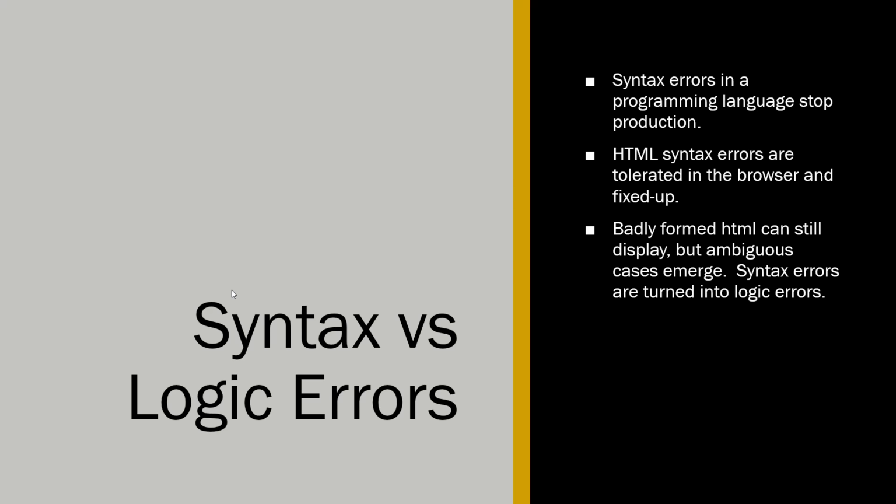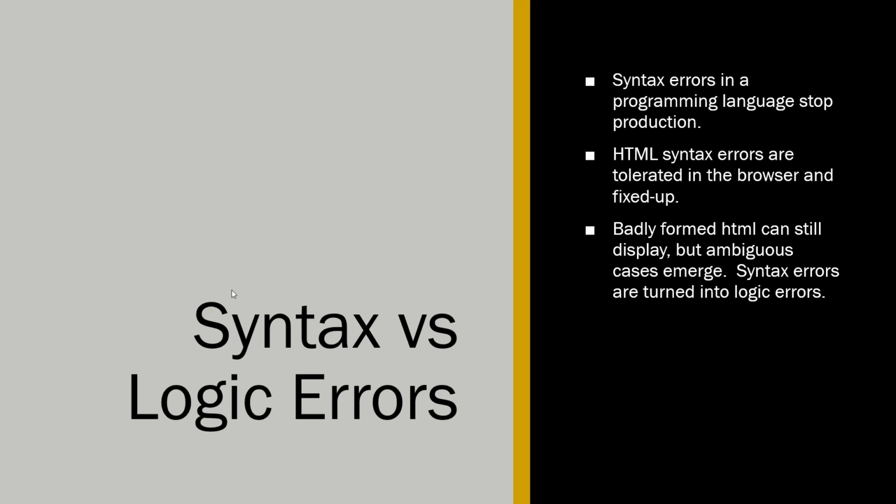Syntax errors in a programming language stop production. We've seen that if you've worked in Java or C# or C++. Syntax errors in the language mean the compiler doesn't understand or agree that you're using the syntax of the language correctly, and it stops production of object code. So you need to fix the syntax errors before you go on.